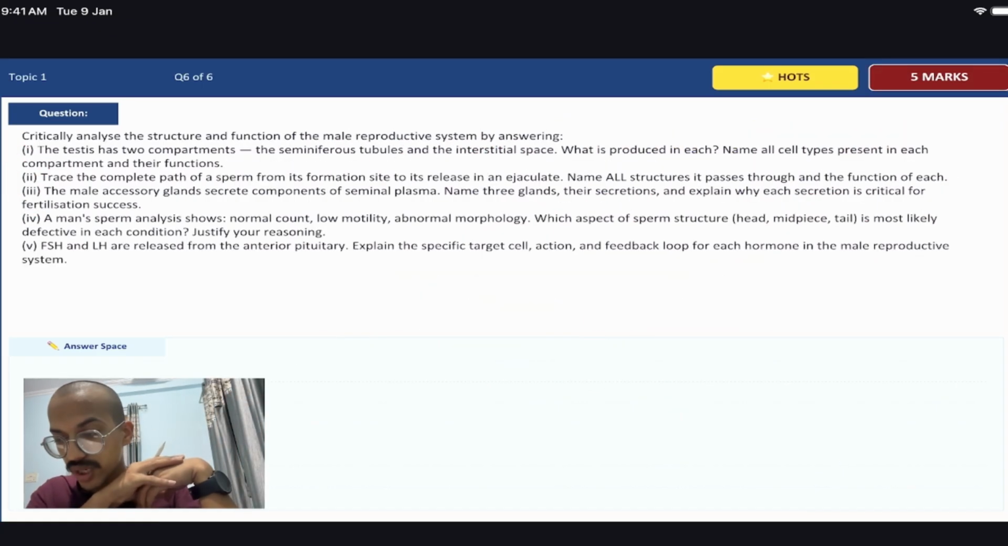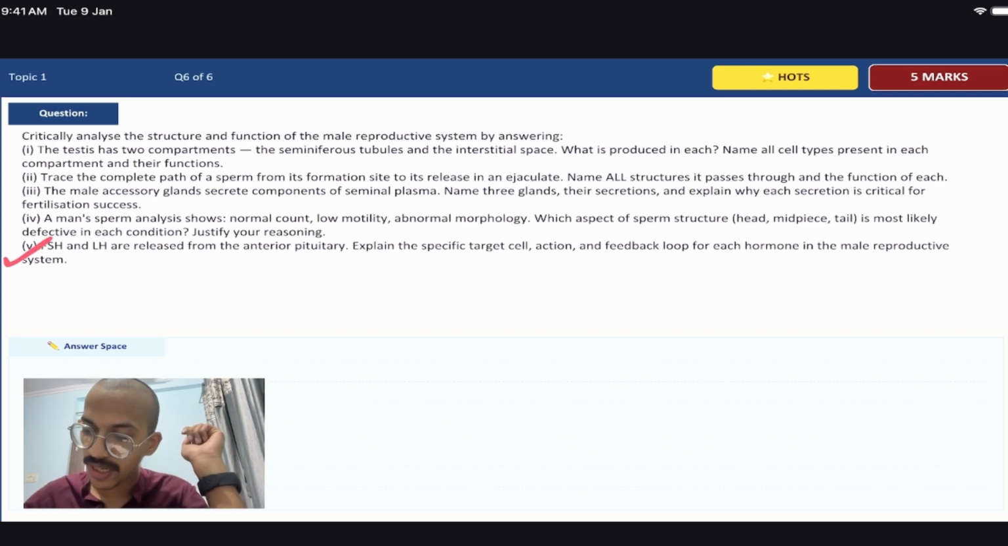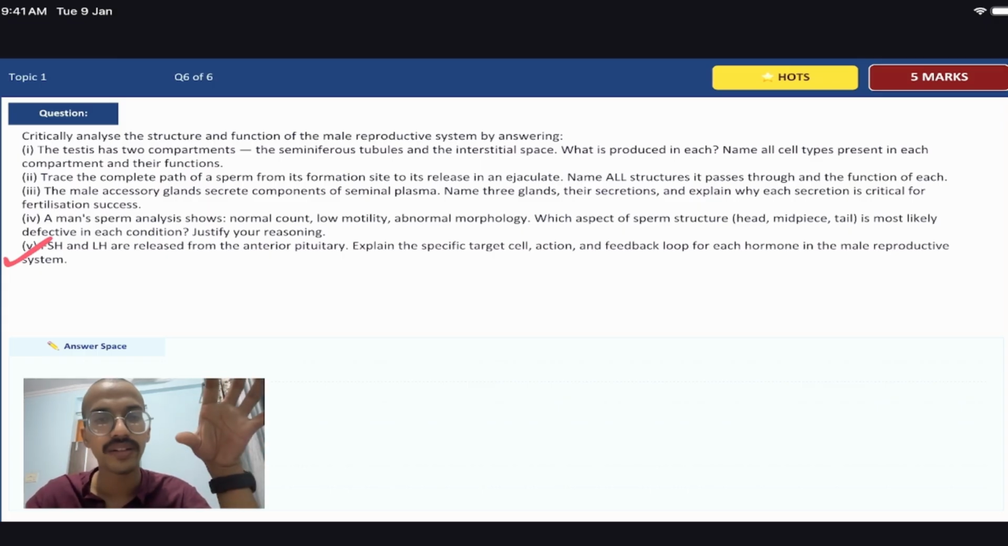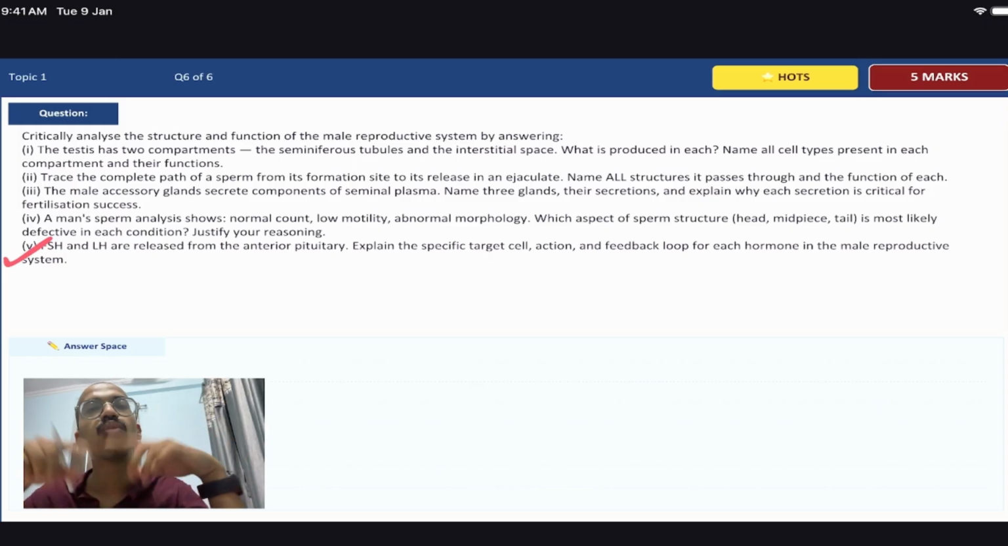Critically analyze the structures and the functions of the male reproductive system. Now these are similar questions to the ones we have done. Let's go towards the last question. This question we have not discussed, so here we can discuss it. FSH and LH are released from the anterior pituitary. Explain the specific target cells, action, and feedback loop for each hormone in the male reproductive system. How are you going to write it up? Of course you have to write the pointers, but first make a one page or half page flow chart of it.